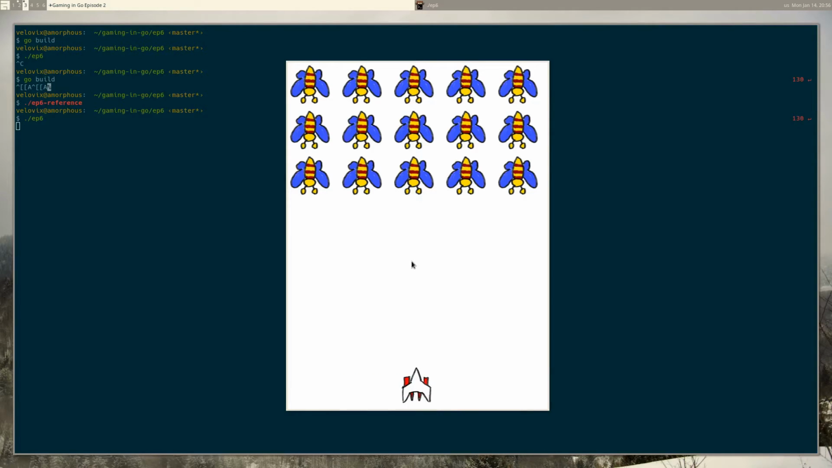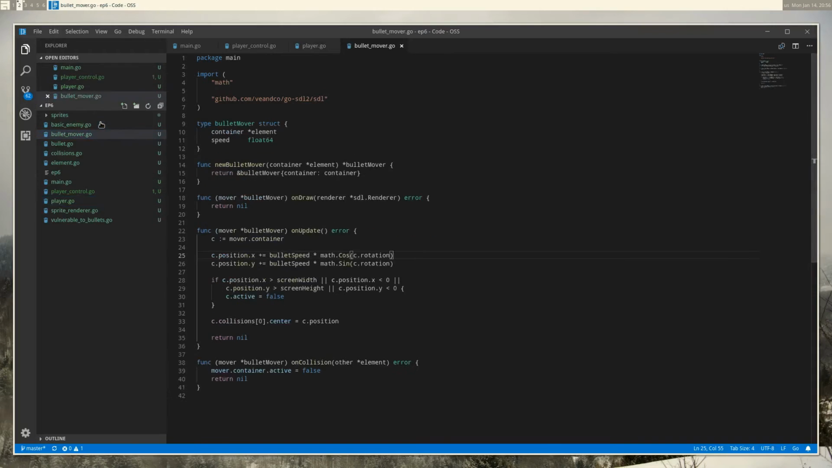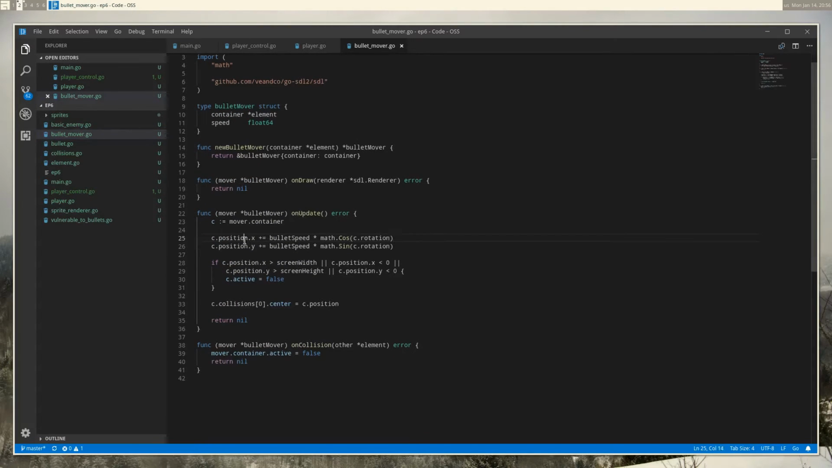Okay, so let's go ahead and apply that to the bullet. Like how the player has a keyboard mover, the bullet has a bullet mover. And we can see here that we move the bullet's position every update by its speed times cosine and sine. If you recall, that was to allow the bullet to move at a consistent speed regardless of which way it's facing. But it doesn't really matter for the purposes of what we're doing right now. We can just multiply it by the delta, just as we did the player.